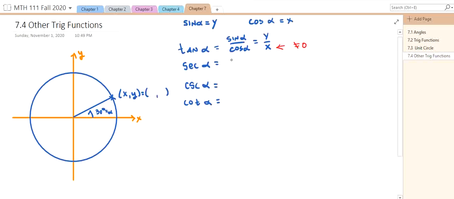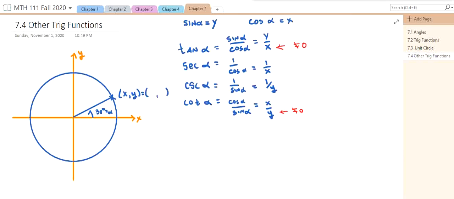And the secant was 1 over cosine of alpha. So that's just going to be 1 over x in our unit circle. And the cosecant was 1 over the sine of alpha, which is going to be just 1 over y. And the cotangent then is the cosine of alpha over the sine of alpha. It's the reciprocal of the tangent. Well, these are all reciprocals of the other functions. So this is going to be x over y. And here, when you do this, y is not allowed to be equal to 0.